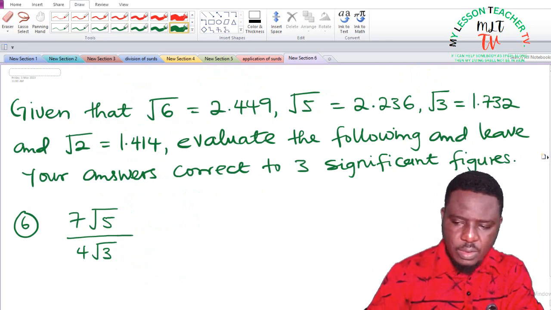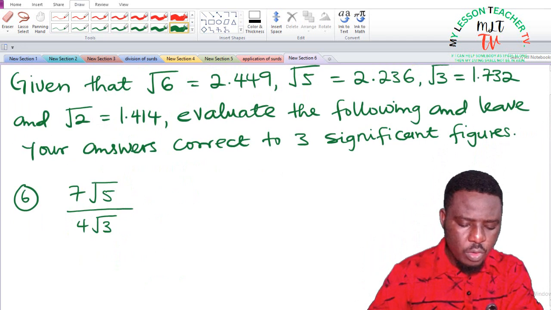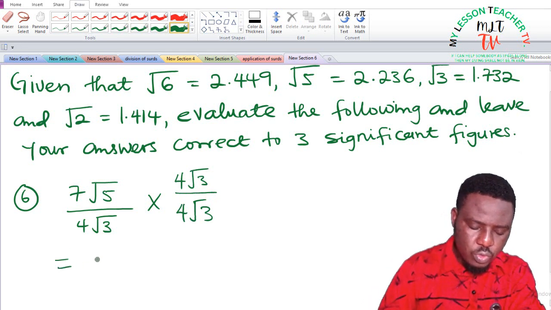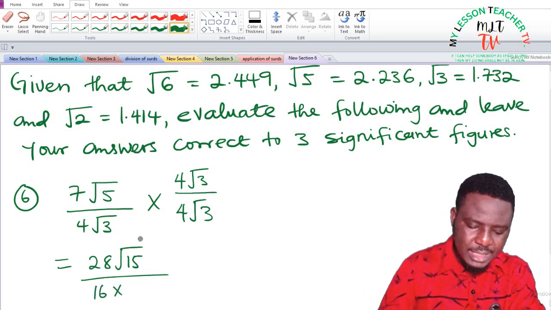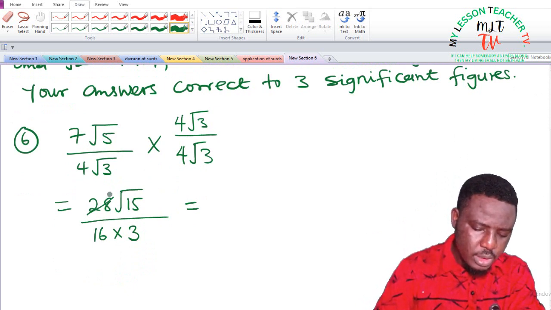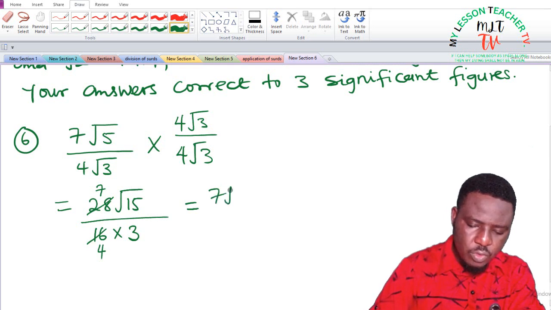Question 6. We have 7 root 5 divided by 4 root 3. When you rationalize, you multiply by 4 root 3 divided by 4 root 3. This is said to be equal to 7 times 4 is 28 root 15 divided by 4 times 4 is 16. 16 times root 3 times root 3 is 3. So this can be simplified, 4 can divide 28 and 16. 4 into 28 is said to be 7. 4 into 16 is said to be 4, leaving us with 7 root 15 divided by 12.